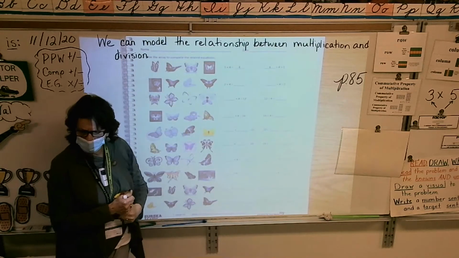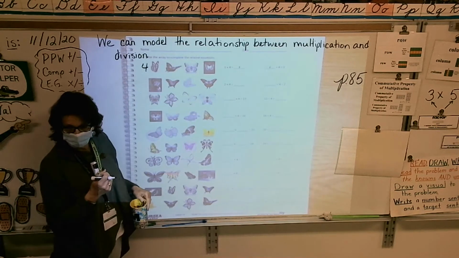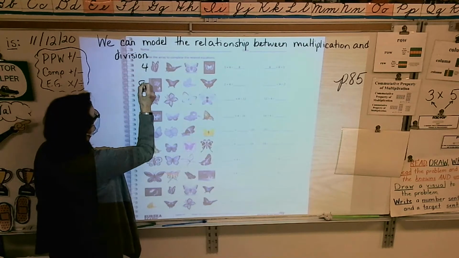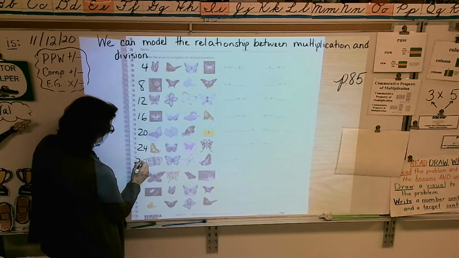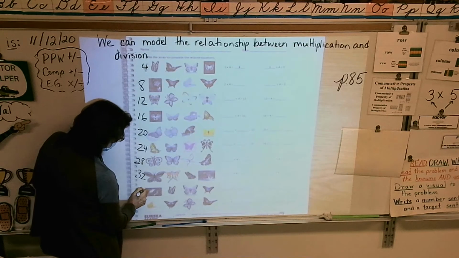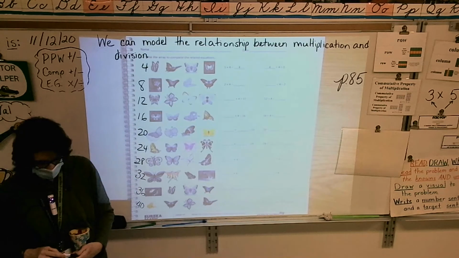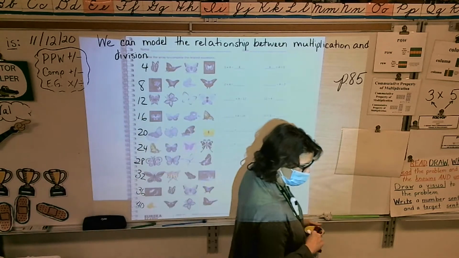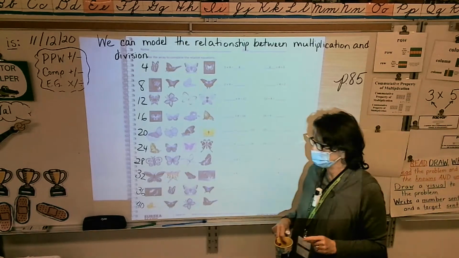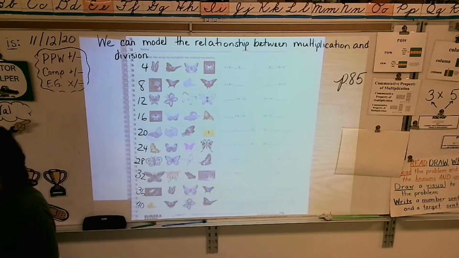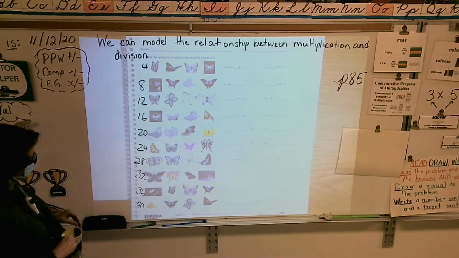Actually, why don't we go through and skip count the whole array first? Should we do that? Okay. Should we sing the song? Okay, here we go. 4, 8, 12, 16, 20, 24, 28, 32, 36, 40, 44, 48. Go ahead and get that counted. Should we sing it again while we count? 3, 2, 1. 4, 8, 12, 16, 20, 24, 28, 32, 36, 40, 44, 48.